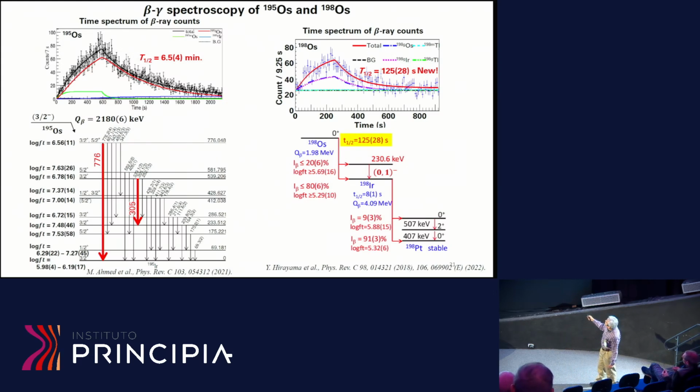And this figure shows the case of osmium-198. We have also measured the growth and decay curves, and we measured the half-life for the first time, and determined the decay schemes. Again, all transitions are first forbidden transitions, and support 0 or 1 minus spin parity for the iridium-198 daughter nucleus.